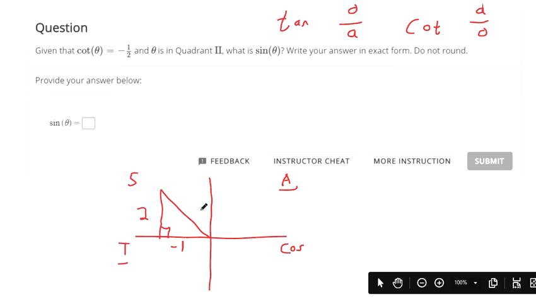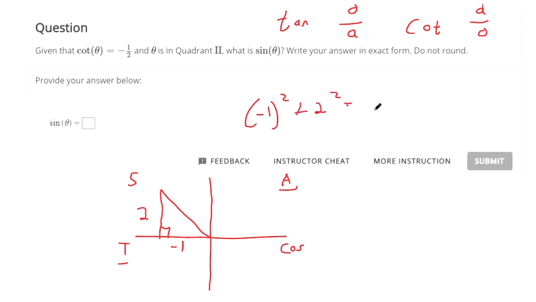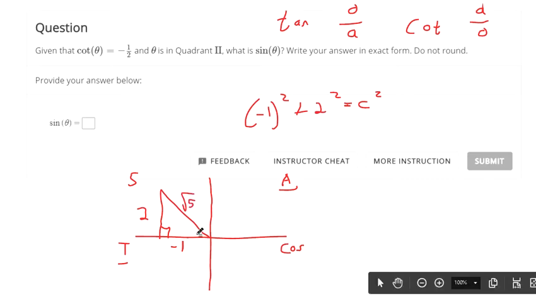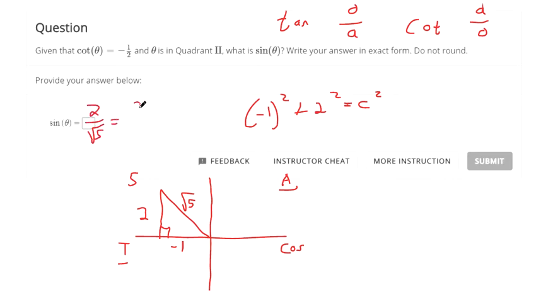And you can use the Pythagorean theorem to find out this missing side. Negative 1 squared plus 2 squared equals c squared. So that's square root of 5 here. Now we have enough information to answer what sine is. Sine is the opposite of our reference angle divided by the hypotenuse. So sine is 2 over the square root of 5, which is the same thing as this.